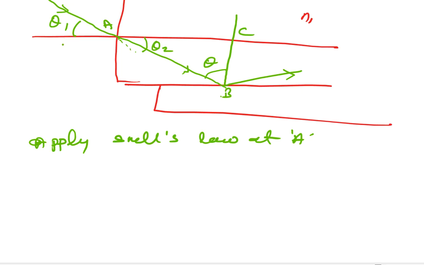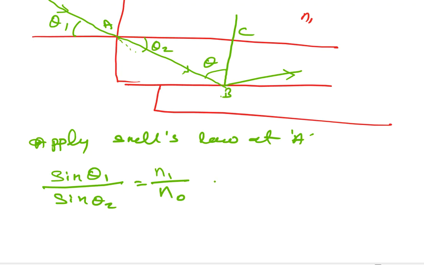The refractive index is N0, N1. So we can apply Snell's law. So sin θ1, the angle of incidence, by sin θ2 equal to the ratio between the refractive index, so N1 by N0, where N0 is the refractive index of the air, which is equal to 1. So this equation can be rearranged. Okay, so sin θ1 equal to N1 sin θ2. This is equation 2.